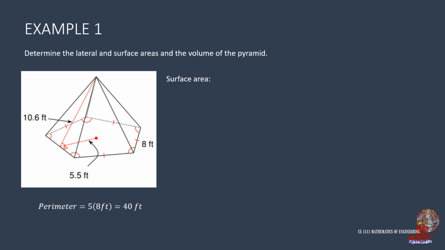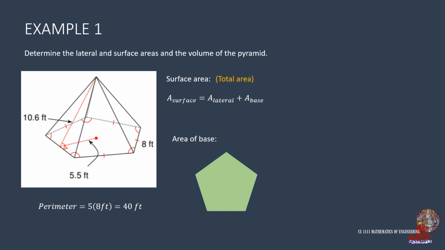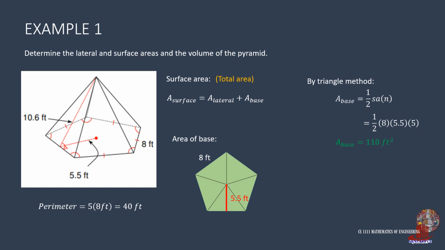Moving on to solve the surface area, or the total area of the pyramid. This is taken as the lateral area plus the area of the base. The base is a pentagon with a side length of 8 feet, and the apothem is also given as 5.5 feet. The area can then also be solved through the two methods. With the triangle method, the area of the base is half of the side length times the apothem times the number of triangles. We got half of 8 times 5.5 times 5, giving 110 square feet.